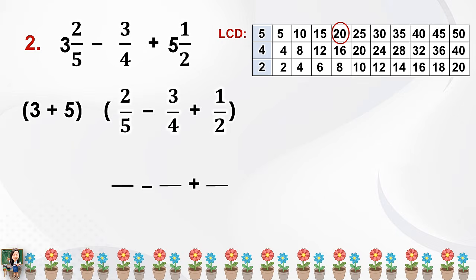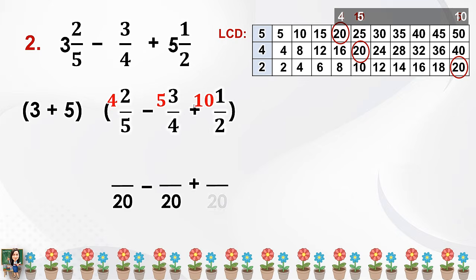For denominator 5, 20 is the fourth multiple of 5. For denominator 4, 20 is the fifth multiple of 4. And for the denominator 2, 20 is the 10th multiple of 2. Now multiply 4 to the first numerator, 4 times 2. Multiply 5 to the second numerator, 5 times 3. And multiply 10 to the third numerator, 10 times 1. Let's copy first the common denominator, 20. Now multiply. 4 times 2 equals 8, 5 times 3 equals 15, and 10 times 1 equals 10.